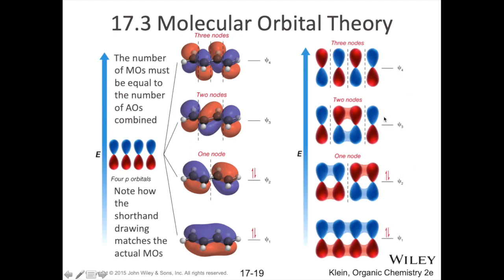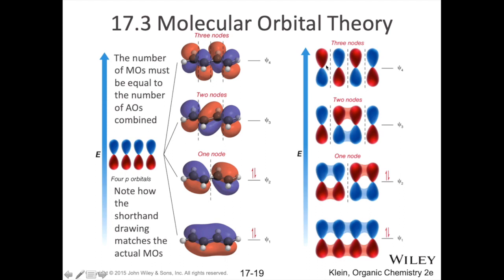Each time we go higher in energy, we're going to increase the number of nodes. Okay, so our lowest energy one has no nodes. There's a complete overlap between everything. Then we go to 1 node, 2 nodes, and 3 nodes. That highest energy orbital is where everything is not going to overlap. There are nodes between all of your orbitals.